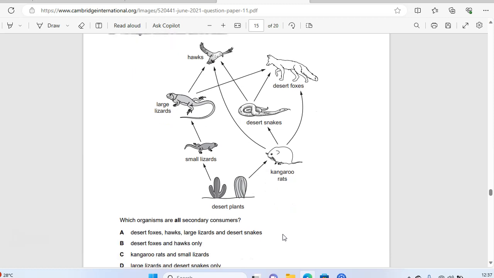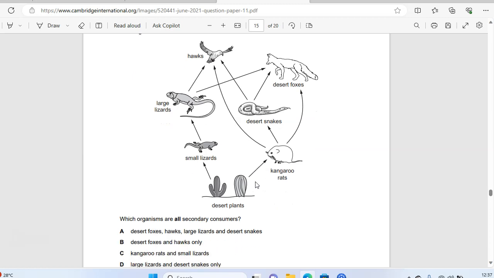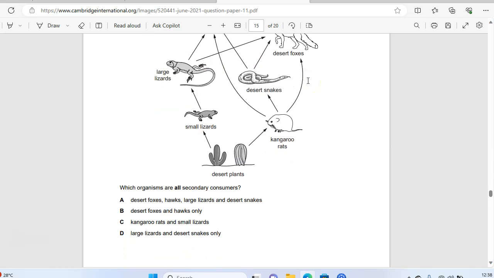Question number 36. The diagram shows a food web in a desert. Which organisms are all secondary consumers? Desert plants are producers. Kangaroo rat and small lizard are primary consumers. Desert snake and large lizard, what are they? Desert snake, large lizard, and desert fox are secondary consumers.